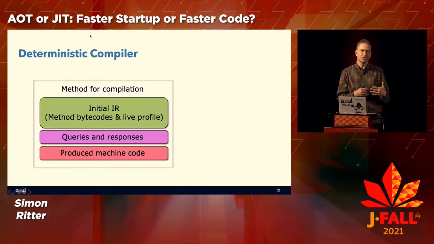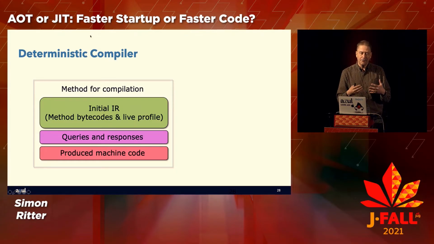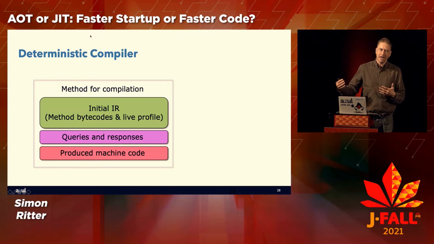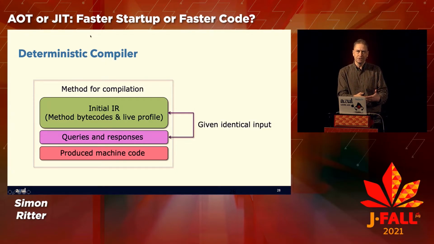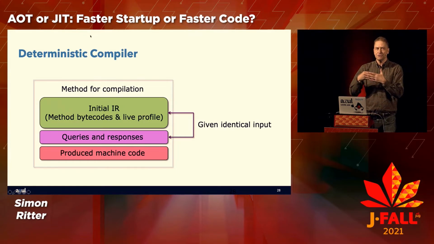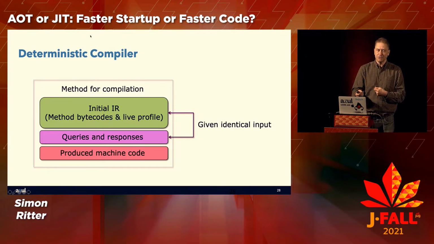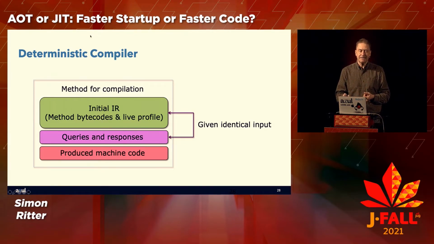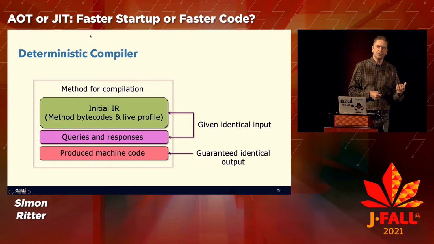So our method is going to consist of some initial intermediate representation generated from the bytecodes. We're going to have a live profile associated with that method. And then there'll be a set of queries and responses that LLVM uses to optimize, and then the machine code that's generated. Which means that if we have identical inputs, if we haven't recompiled the method, and we're using the same profiling information as we had before, that will result in the same queries and responses. That means that we're guaranteed that the compiled code that's generated by Falcon is going to always be the same. Right, we can take advantage of that.